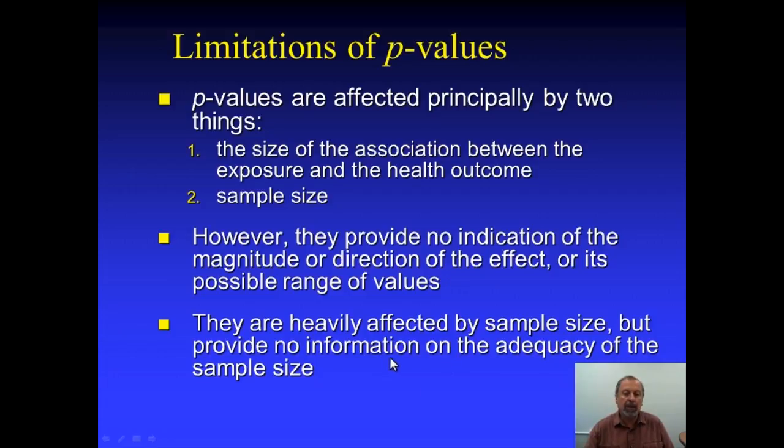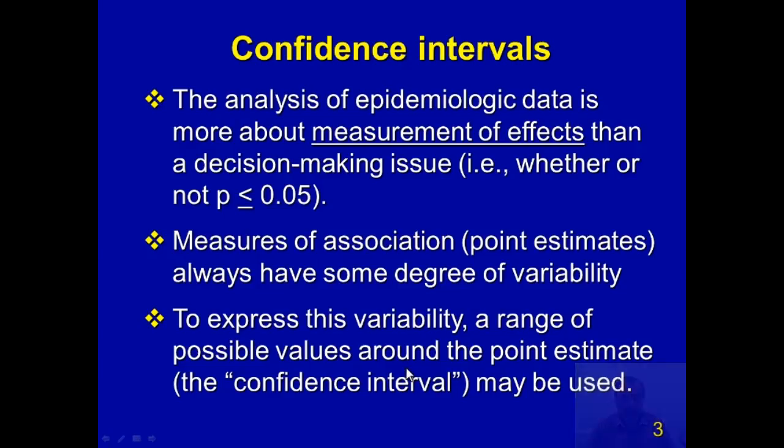Secondly, they are very much affected by the sample sizes I've talked about, and in themselves they don't provide any indication of the adequacy of the sample size. So I think that in many ways illustrates the problem of people applying this arbitrary criterion of a p-value of less than 0.05, which is really, as I have talked about before, a decision-making criterion.